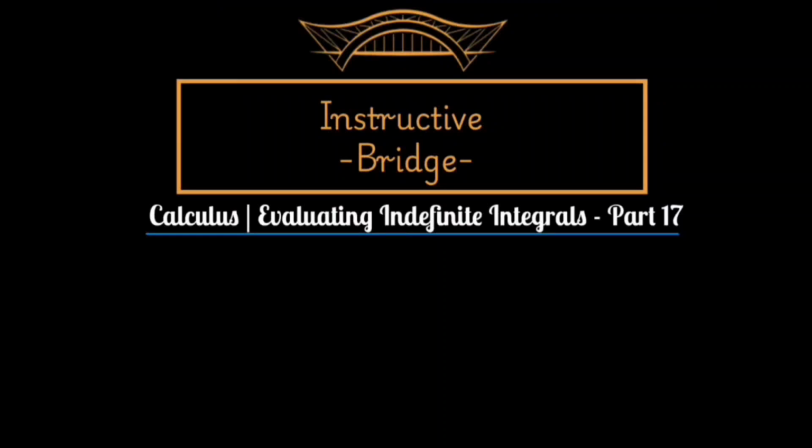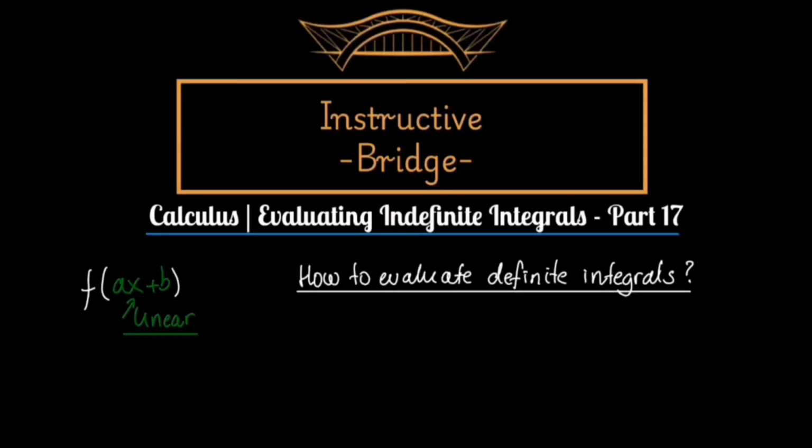Please recall, from the last video, we looked at how to integrate functions in the form of f(ax + b). Basically a composite function, but the inside function is purely linear. We said that it must be linear. Today, employing the rules of integration from part 15 and the knowledge of the last video, I'd like to go over how to evaluate definite integrals.